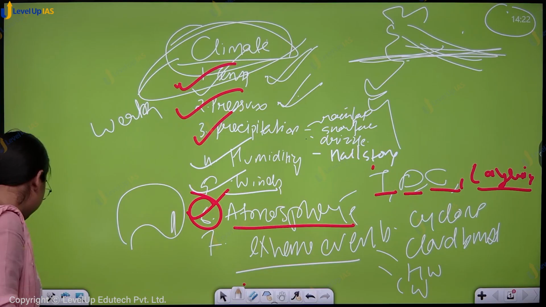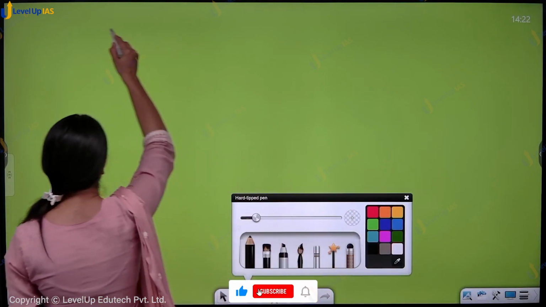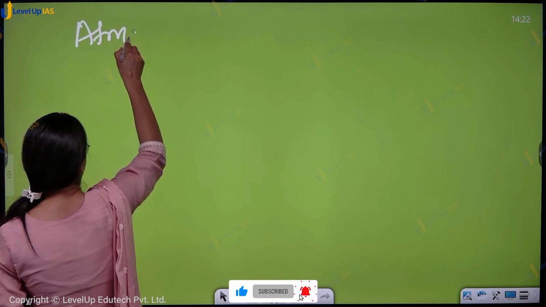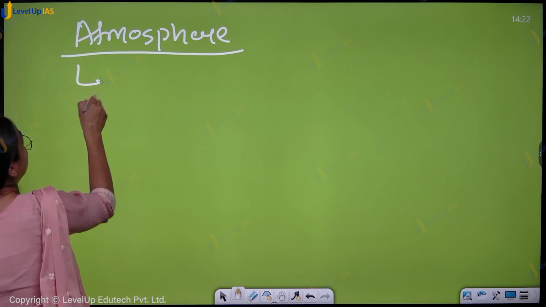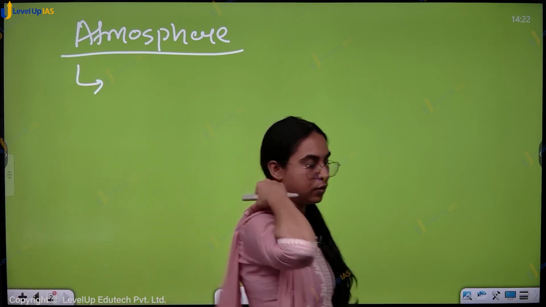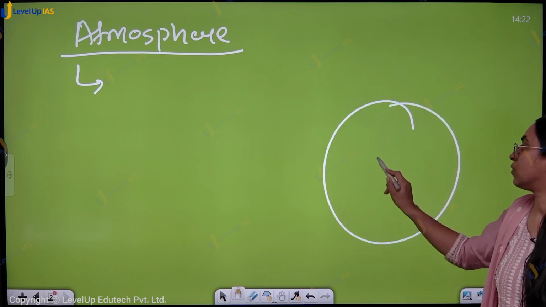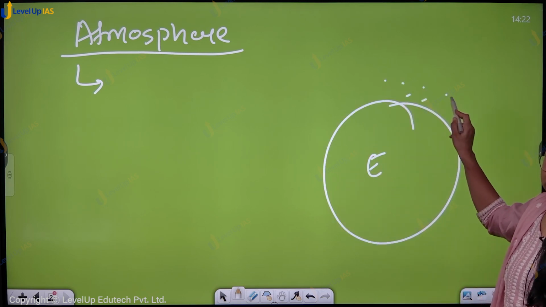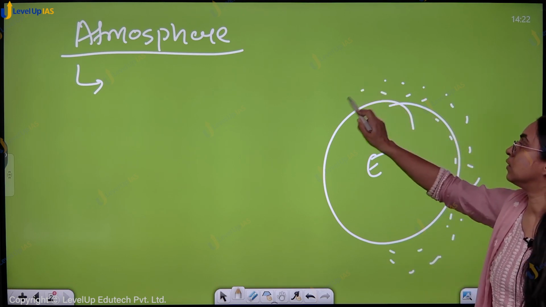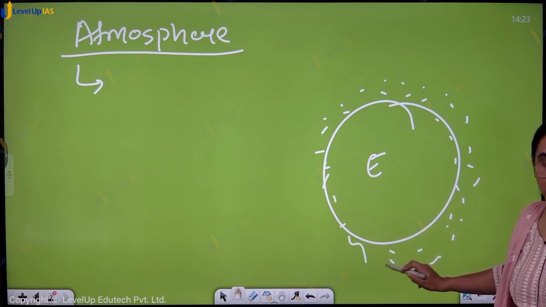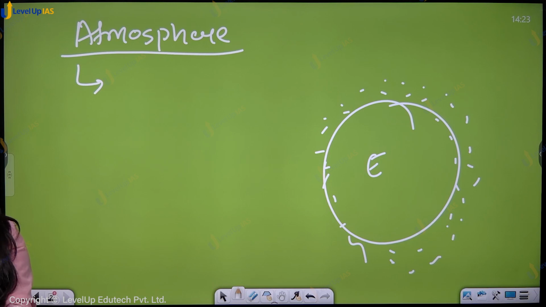So let's start off with the first topic, that is atmosphere. What is atmosphere? A blanket of gas that surrounds the Earth. Atmosphere is the blanket of gas that surrounds the Earth.